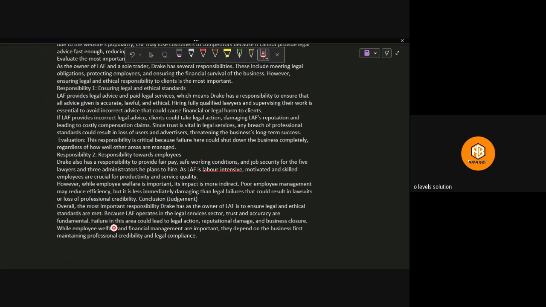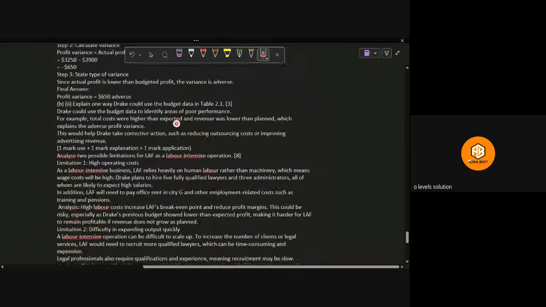While employee welfare and financial management are important, they depend on the business first. Maintaining professional credibility and legal compliance matters, because financial management and all depends on the business existing; when the business shuts down, why would we need financial management? We need financial management, but the important thing is that he has to keep his professionalism, keep his credibility, and give good advice to his customers. That's the most important thing, and the rest of the things will come after that. So this is how you need to write the answers.